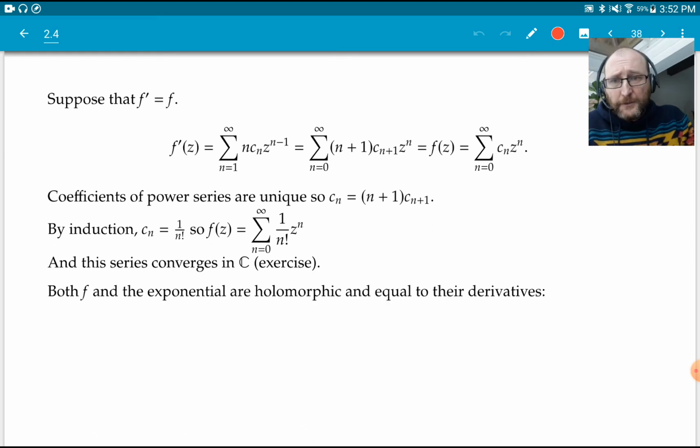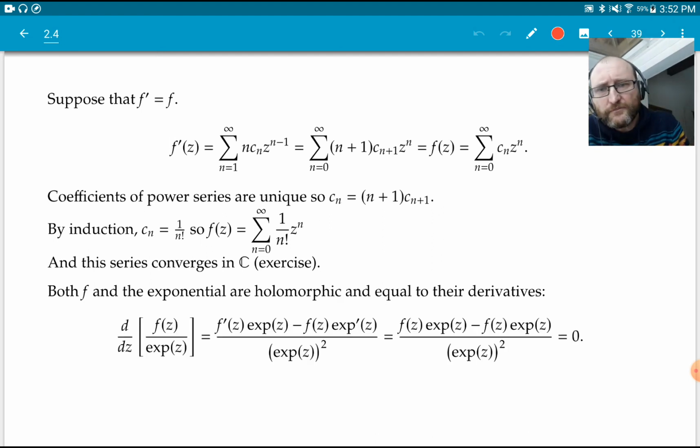All right. Now, let's show that it equals the exponential. So we've shown that the exponential is holomorphic and equals its own derivative, right? So that's what we know. And it's 1 at 0. So let's use that. Let's look at the ratio, f over the exponential.